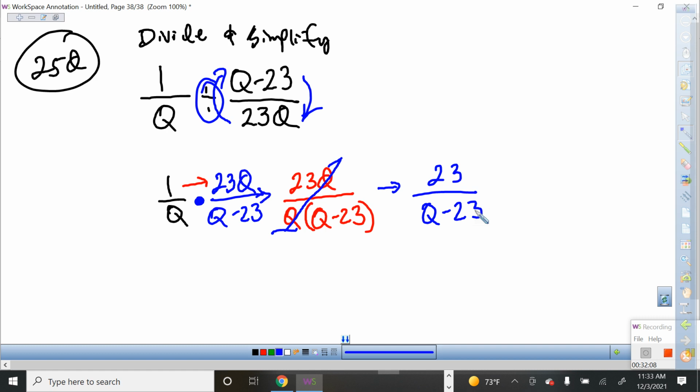Now before I move on, why can't I get rid of the 23s right here? Tell your neighbor, please. Because it has subtraction here. We can only get rid of stuff if it has multiplication like here and like there. Alright, so we're done. This is simplified. Do number 25 on your study guide by yourself.